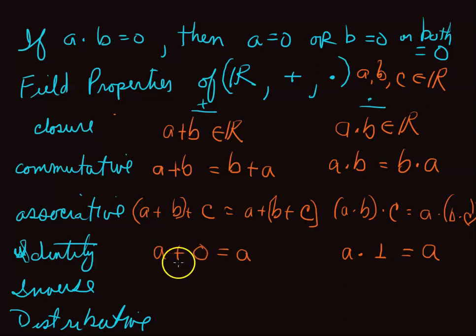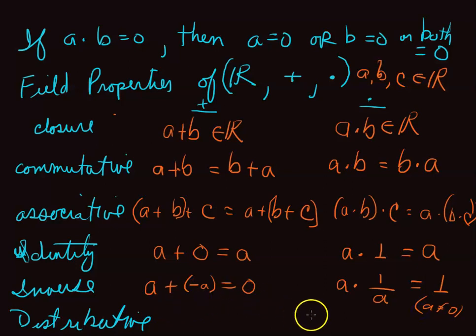What is the inverse? Well, when you take a number and add something to it, you get the identity, 0. What do you add? The opposite of A. When you multiply by something, you get the identity, 1. What do you multiply by? 1 over A, or the reciprocal. Now here A can't be 0, of course.